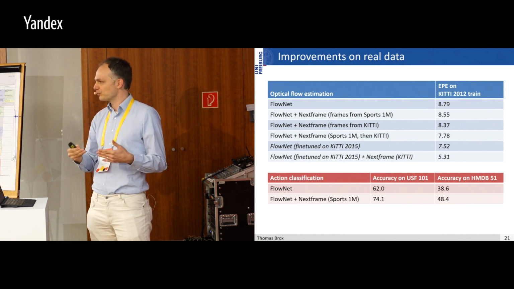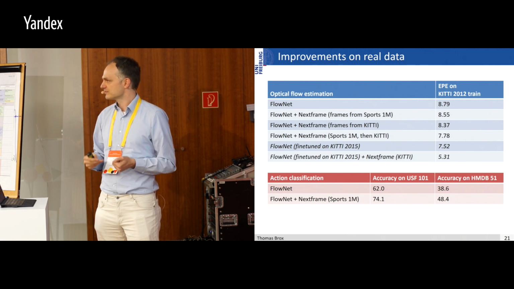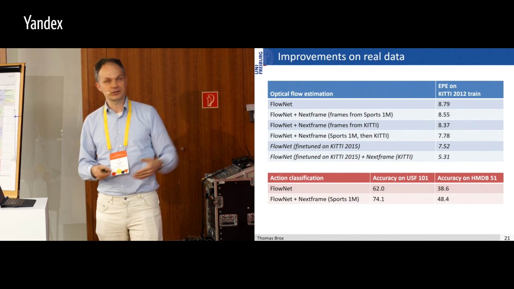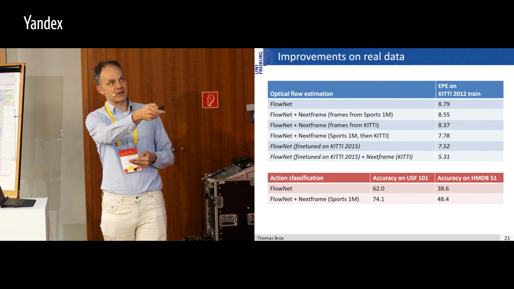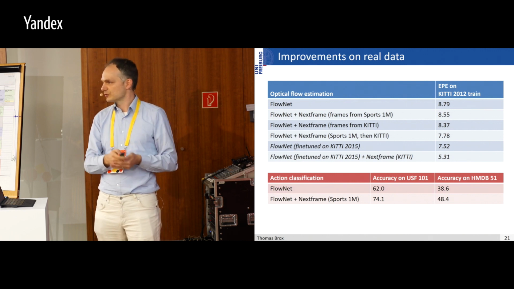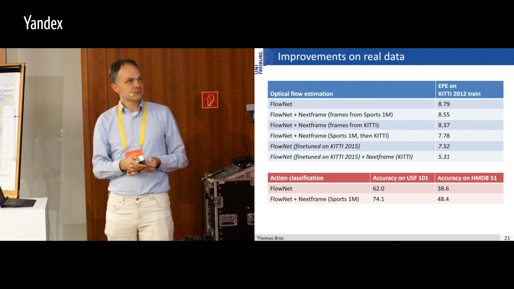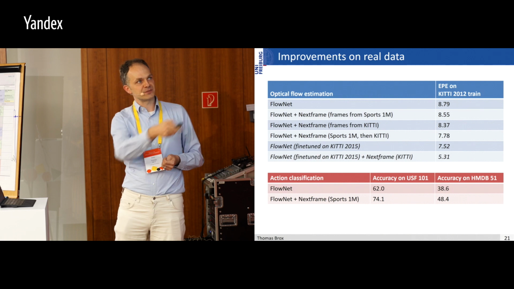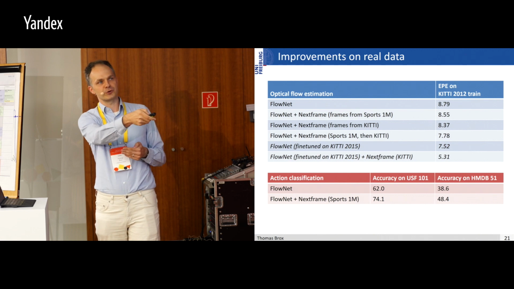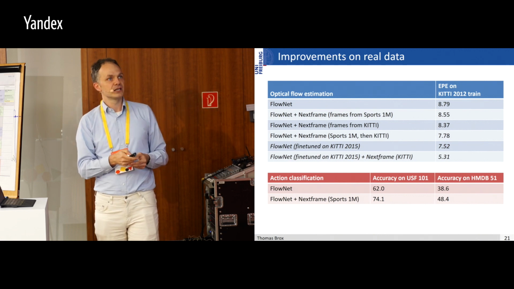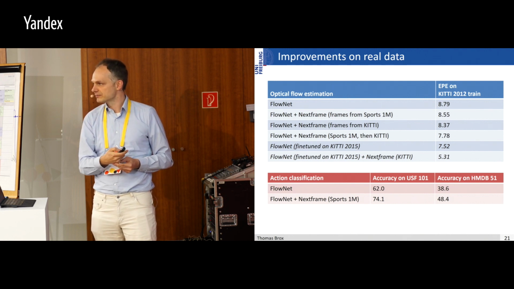Of course, it depends a bit on what kind of data you do this next frame prediction. The closer it is to your test data, the better it should get, and that's indeed the case. If you take frames from Kitti, then you can further reduce the error, and if you use both, it gets even better. For comparison, we also have here the FlowNet that has been fine-tuned on the ground truth optical flow available on Kitti. There are 2 Kitti versions, so you can use one for testing and one for training. And it gets close to that, which is actually quite good.